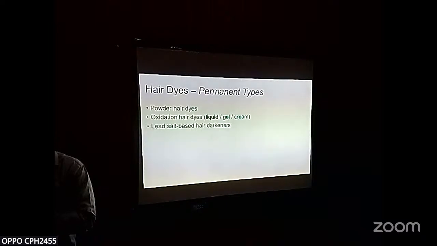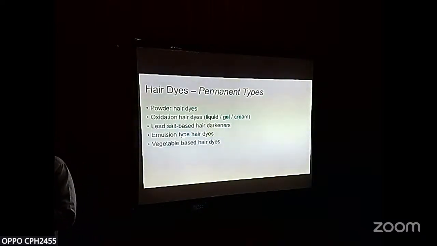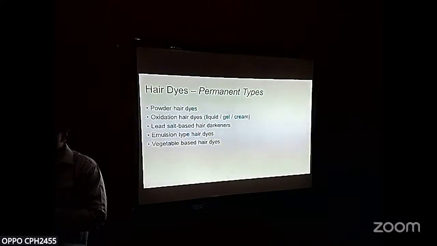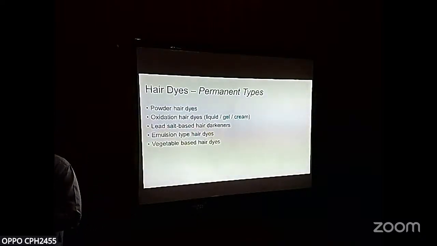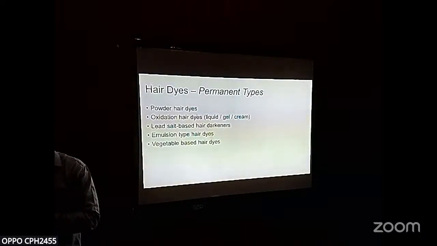So permanent hair dyes, as per the Indian standards, have classifications: powder hair dyes, oxidation hair dyes, lead salt based hair darkeners, emulsion type hair dyes, and vegetable based hair dyes. Powder hair dyes and oxidation hair dyes more or less work on the same principle, only that one is a cheaper alternative and one is a costlier alternative.